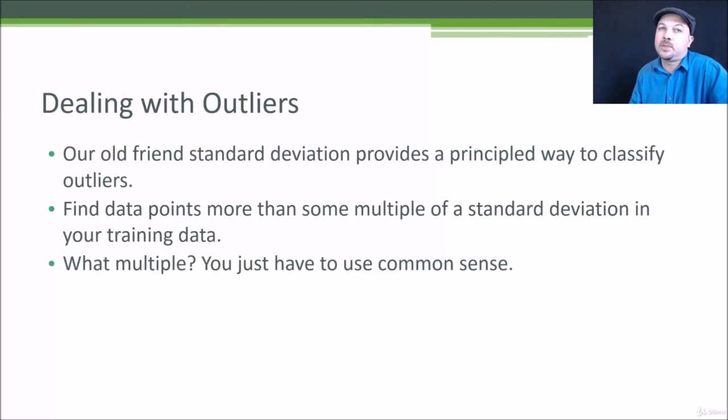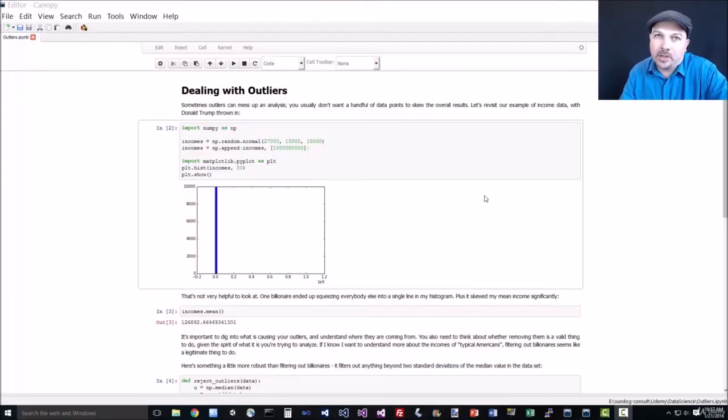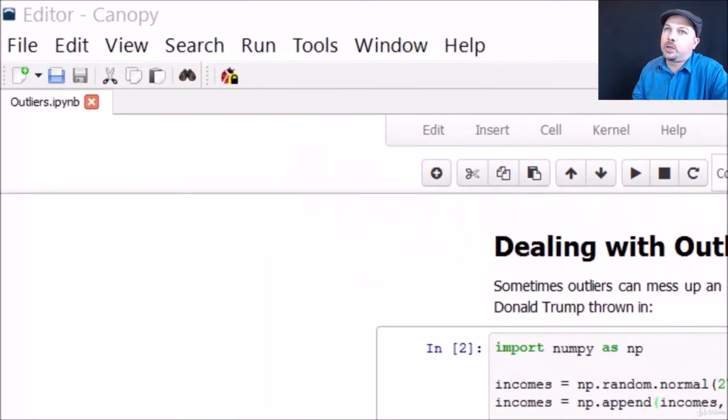So let's take some example code and see how you might do that in practice. Let's mess around with some outliers. It's a pretty simple lecture. A little bit of review, actually. If you want to follow along, we're in the Outliers IPython notebook, so go ahead and open that up if you'd like.